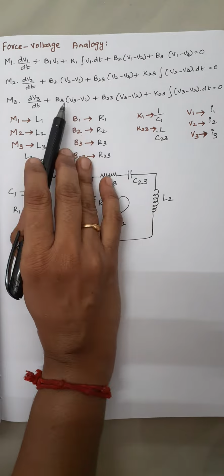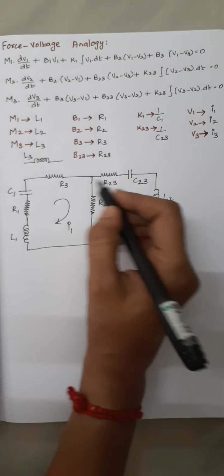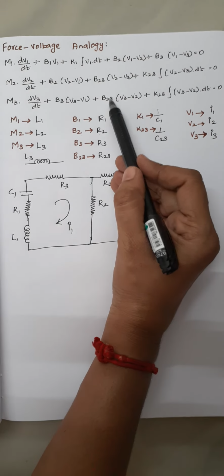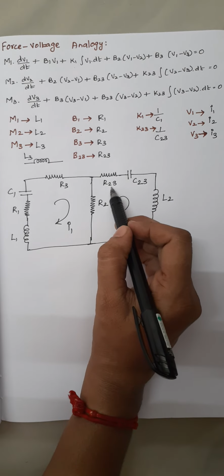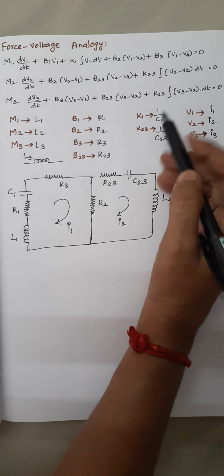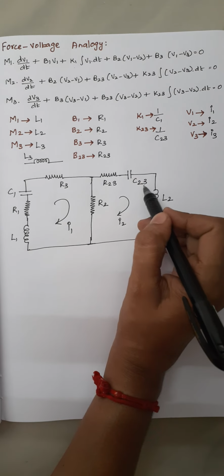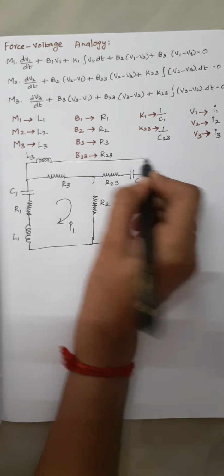And the next one is you are having B3, that is R3. This R3 is already drawn here, so you can leave it. And the next one is B23. B23 is nothing but your R23 which is already drawn. And the next one is K23. K23 is nothing but 1 by C23 and that is also already drawn here. So the thing is just you have to complete this circuit.